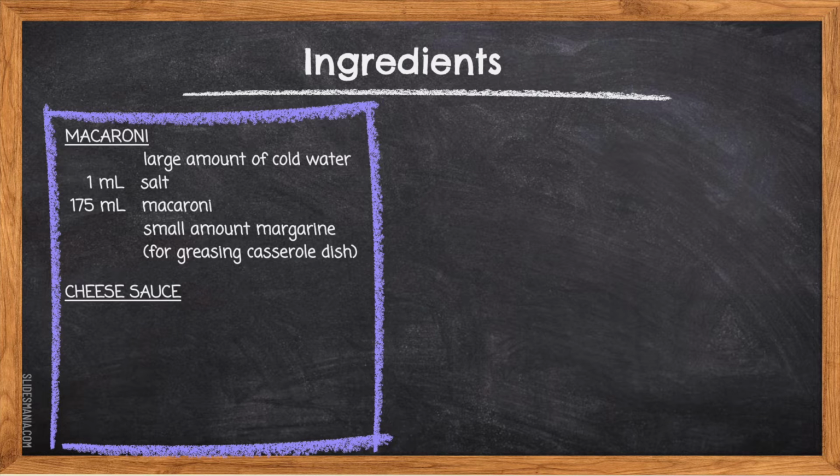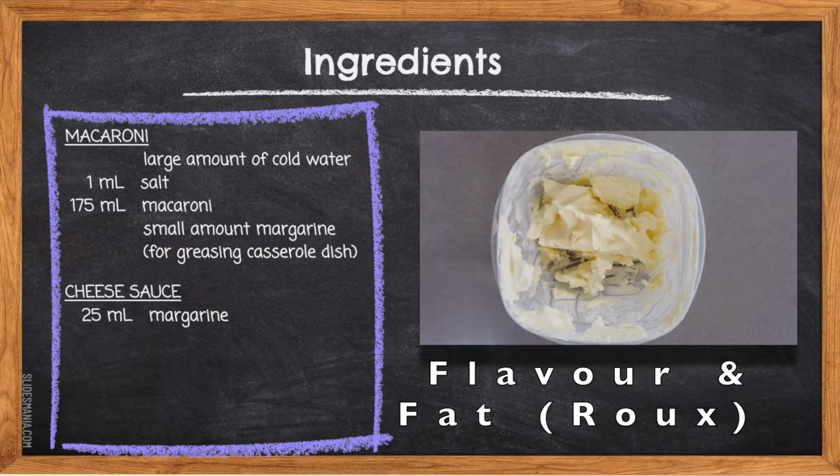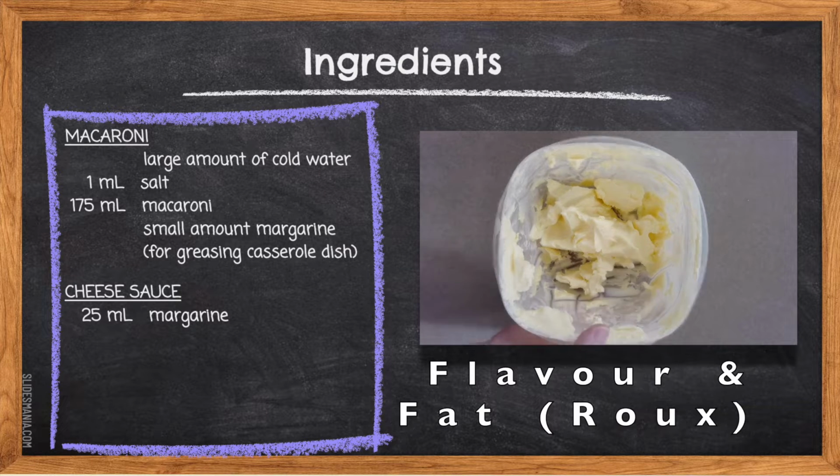Next, the ingredients for the cheese sauce. 25 milliliters of margarine. Margarine will help add flavor to our cheese sauce, but it is also an important part in making a roux. A roux is a mixture of equal parts flour and fat that we use to help thicken our cheese sauce.